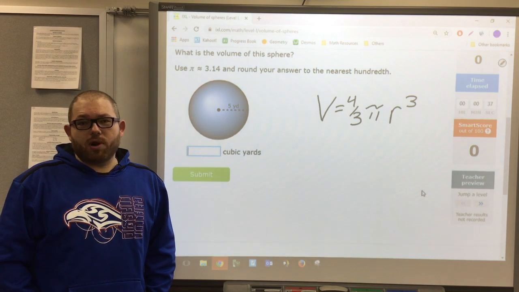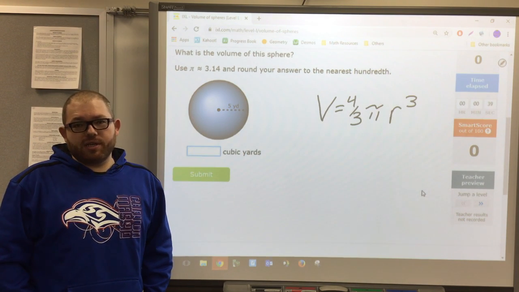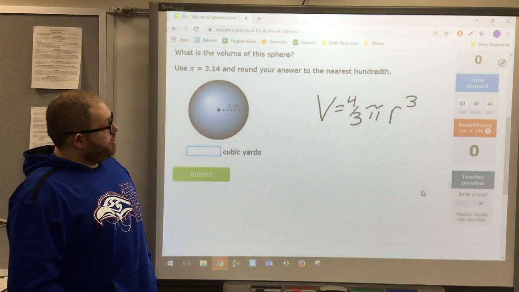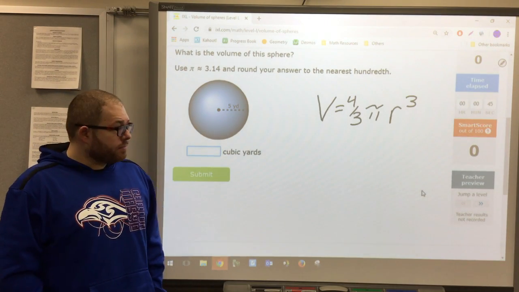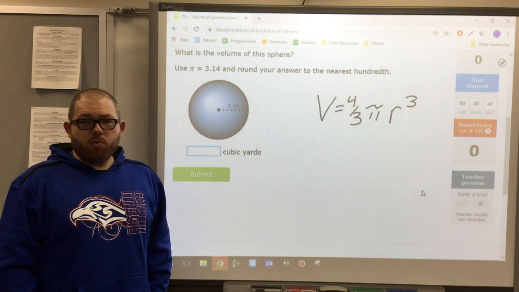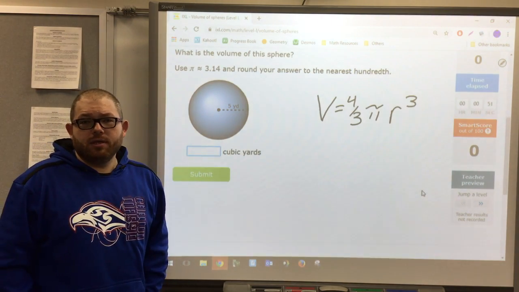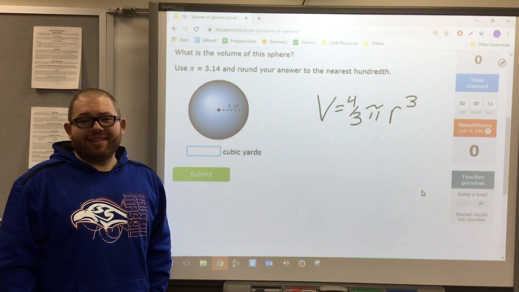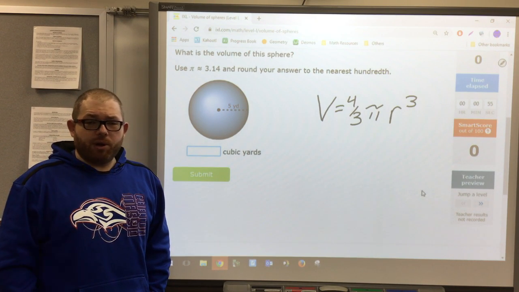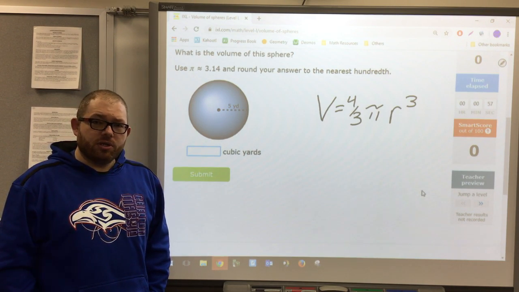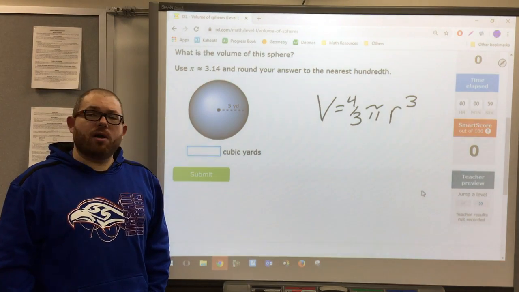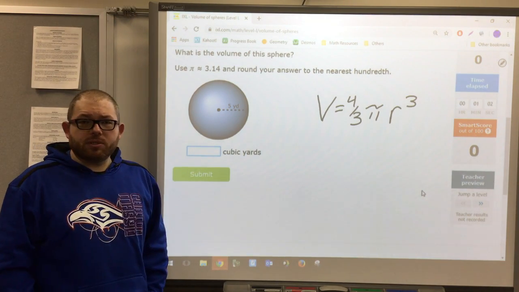Right, geometry. For our absolute final skill of the school year, you're going to be finding the volume of spheres. There's only one type of sphere, and that's an object that looks like a ball. They cannot change them like they can prisms, pyramids, cylinders, cones. Spheres are just ball-like shapes.